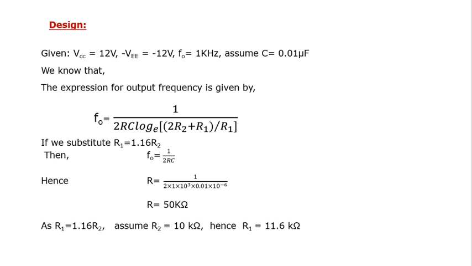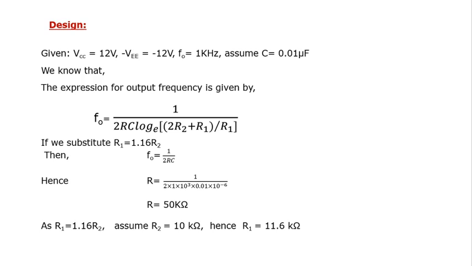The specifications are: we will assume VCC is equal to 12 volt and VEE is equal to minus 12 volt. We will design the square wave generator which can generate the square wave of the frequency 1 kHz. For that, we will assume the value of timing capacitor C is equal to 0.01 microfarad. The formula for output frequency is given, and if in that formula we assume R1 is equal to 1.16 R2, then F0 will be 1 upon 2RC.